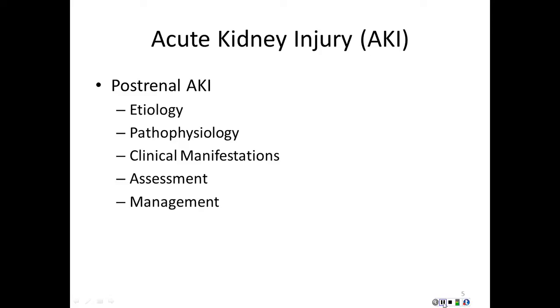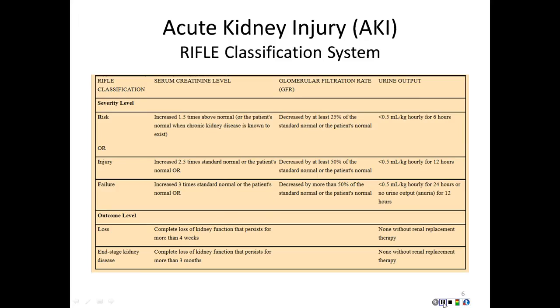Now, as we look at acute kidney injury, there is a system that has been derived that's called the RIFLE, R-I-F-L-E, classification system. You will see that chart in your book. It's chart 71-2, and it lists the classifications of acute kidney injury based on 5 RIFLE categories, and these are changes in glomerular filtration, serum creatinine levels, and reduction of urine output. The RIFLE stands for risk, injury, failure, loss, and end-stage kidney disease.